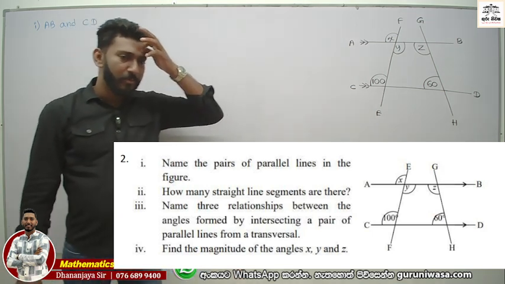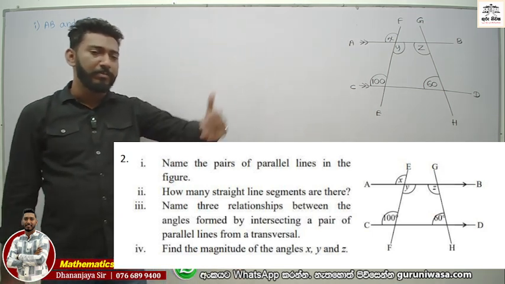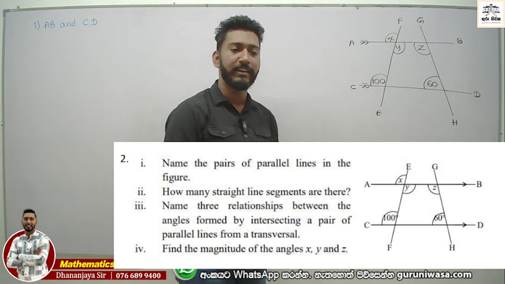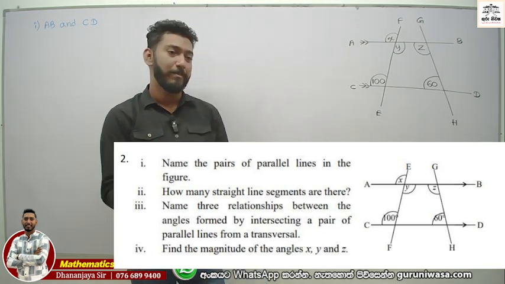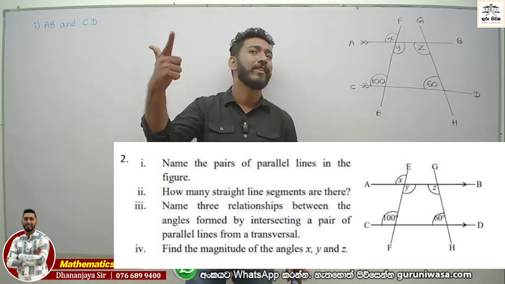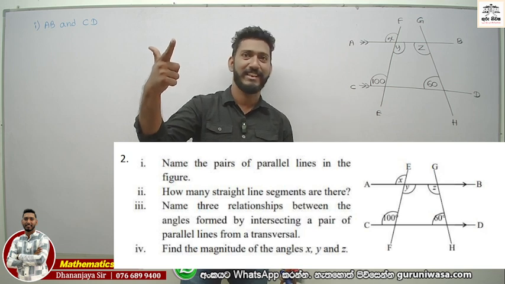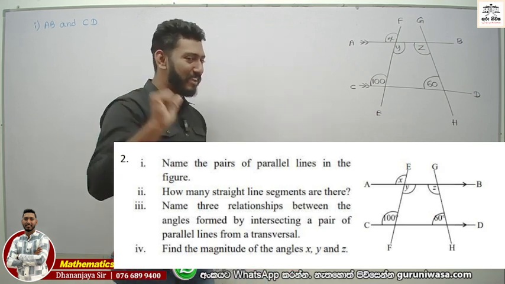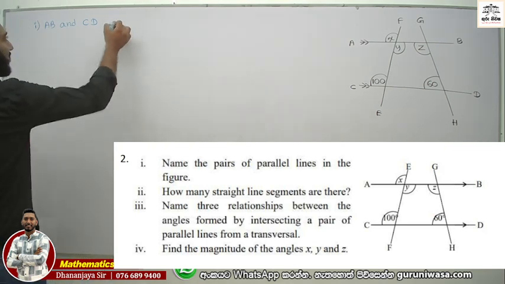Right. Now, name 3 relationships between the angles formed by a transversal intersecting a pair of parallel lines. Corresponding angles formed are equal. Alternate angles formed are equal. Yes, right. Now, there are 3 things, 3 symbols. What are they?